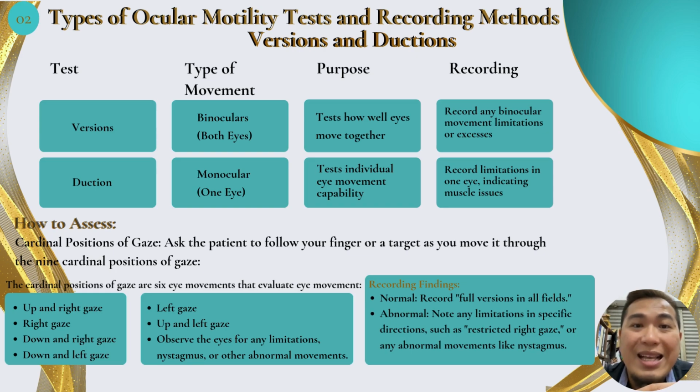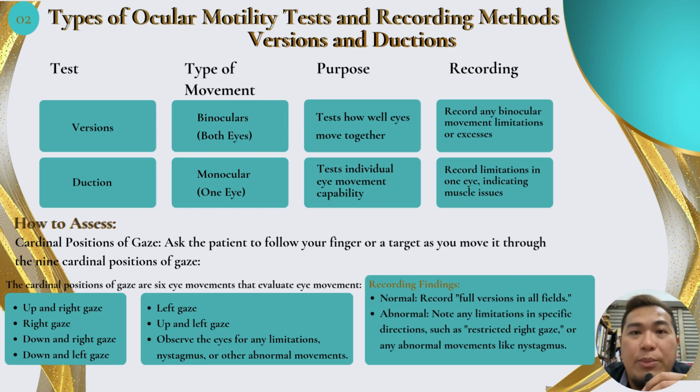Today we discuss 2 essential eye movement tests, version and duction, which are crucial for evaluating the function and range of our eye muscles. We'll also cover how to assess the cardinal positions of gaze, a key part of this test. Each component gives us valuable insight into how the eye muscles are working, both together and independently. So let's dive into version and duction.